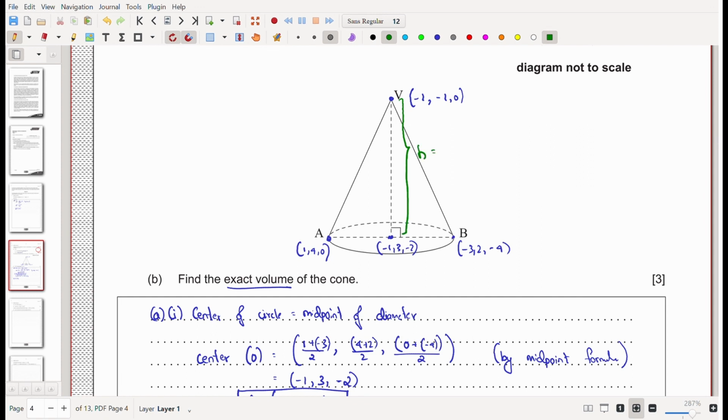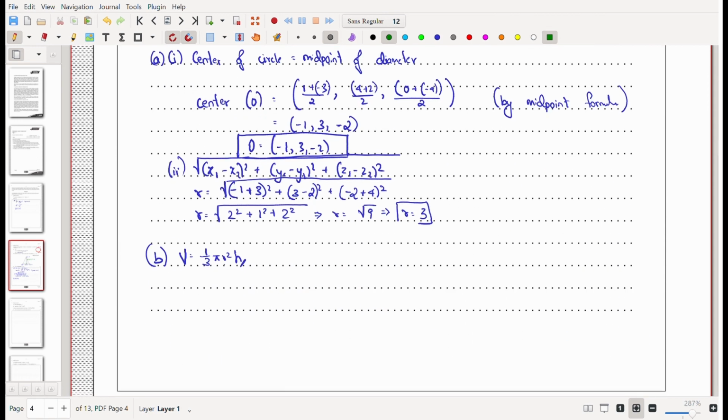h is equal to square root of basically the distance between this vertex and the center O, which is 0 squared plus 4 squared plus 2 squared, which is root 20. So let's write that out down here. So first things first, h is equal to root over minus 1 minus minus 1 whole squared plus 3 minus minus 1 whole squared plus minus 2 minus 0 whole squared, which is equal to root over 4 squared plus 2 squared, equal to root 20.